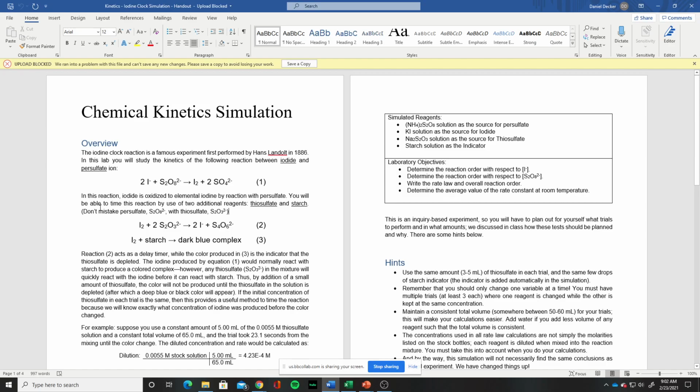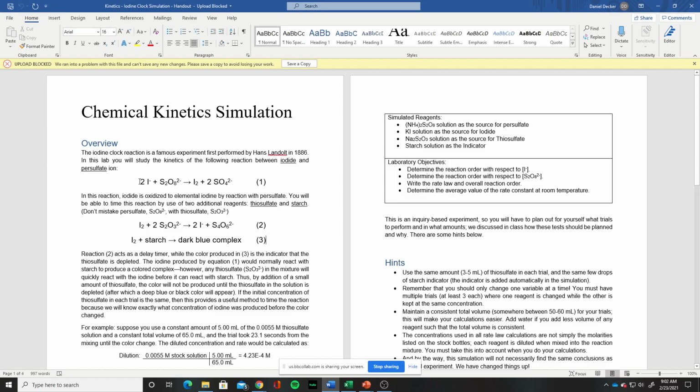You will be able to time this reaction by using 2 additional reagents, thiosulfate and starch. And it makes a little point here of saying that the thiosulfate is not the same as persulfate. So just be careful as you're going through and doing your work that you don't get those 2 mixed up. The persulfate is the 8 oxygens and the thiosulfate is 3 oxygens. So with those 2 extra reactants, you have these 2 essentially side reactions, if you want to call them that.